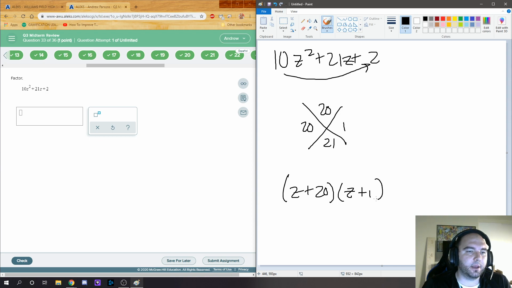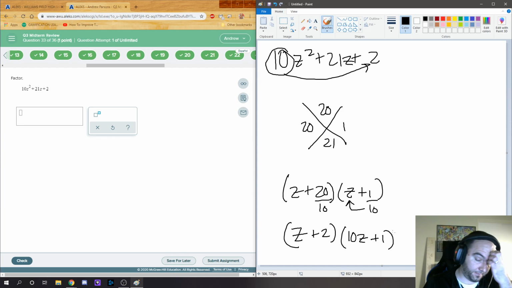Z plus 1. And then just like before, there's this number up front, 10. So I'm going to put that underneath. And 20 can divide by 10 to make 2, so z plus 2. And here it can't divide, so I make 10z plus 1.